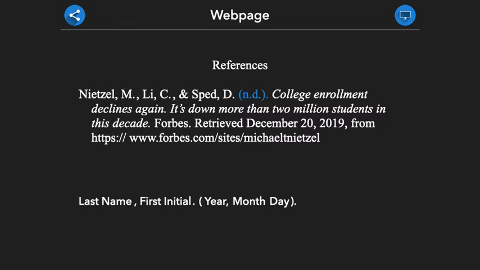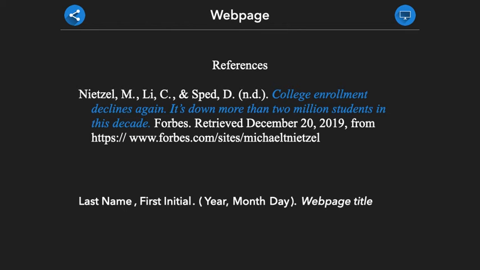After providing the publication date for the web page, we will then provide the title of the web page. We will give the title of the web page in italics. Within the title of the web page, there are only 3 words that we capitalize: the first word of the title, the first word of any subtitle, and any proper nouns. Everything else is lowercase. We then end the web page title section with a period.